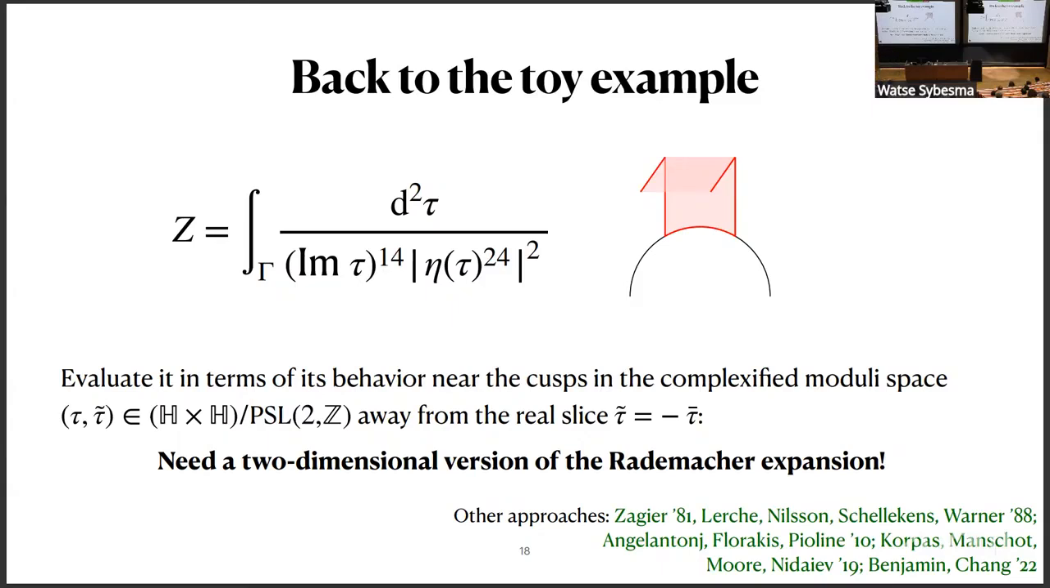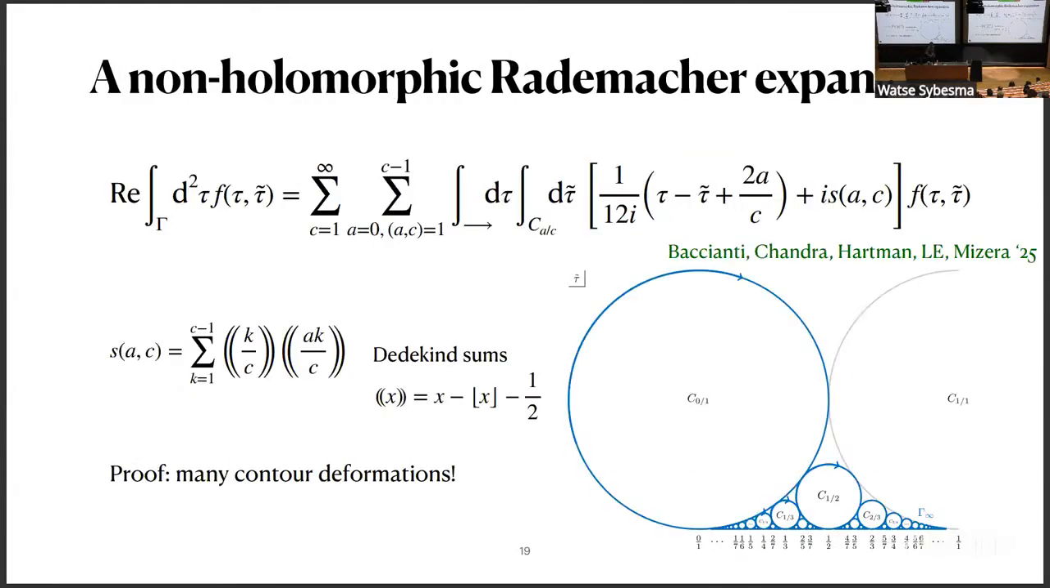So what you essentially need is a 2-dimensional version of this Rademacher expansion. I should say also that in the literature there are many ways to approach this that compute this integral. So here are some. Hopefully there are probably more. But if you do it in this Rademacher way, it turns out that you can do it, but it took us a while to figure out, and we needed the help of these people in Cornell.